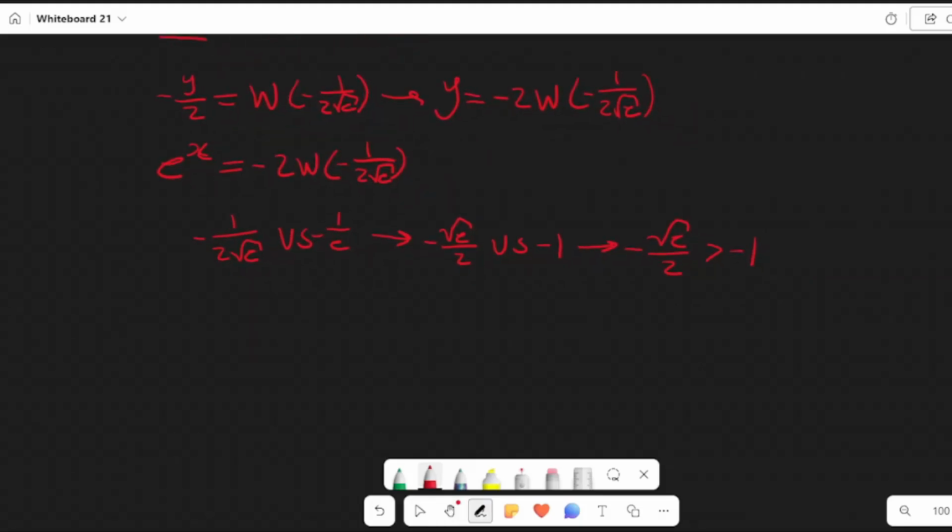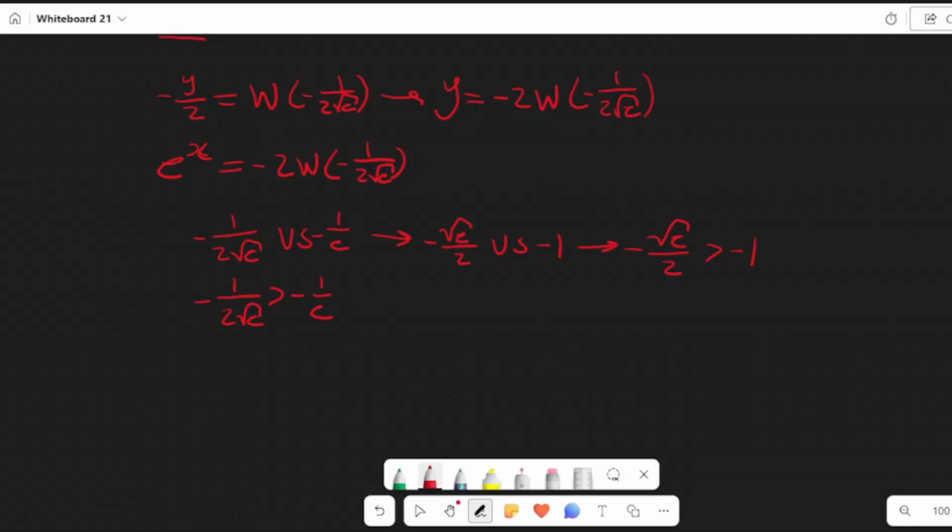In other words, -1 over 2 times the square root of e has to be greater than -1 over e. And that's great, because -1 over 2 times the square root of e is indeed less than 0, and because we have proven that it's greater than -1 over e, it must be in the interval between 0 and -1 over e. And as such, we actually have a solution.